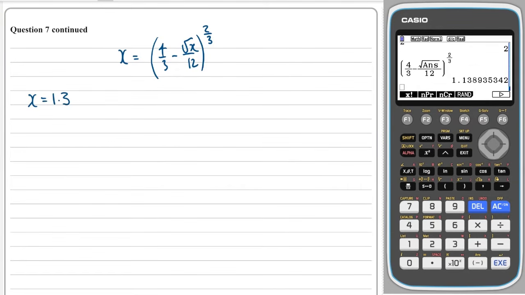So that's 1.13894 to 5 decimal places. And then I just keep pressing equals so that it converges upon the root. I can press it loads and loads of times until it stops changing. So it stopped changing there no matter how many times I press equals. So it's converged upon the root. So we can say that the root is x equals 1.15650 to 5 decimal places. Perfect.